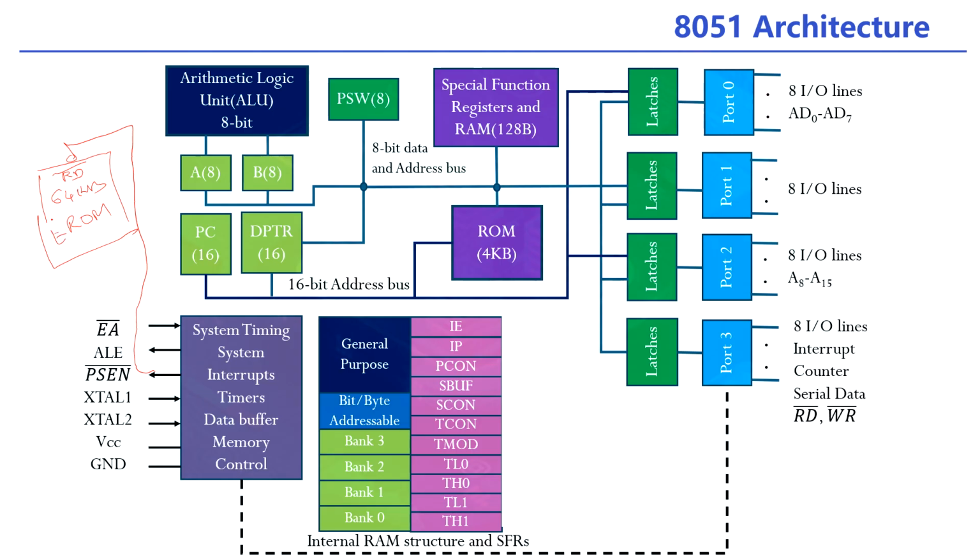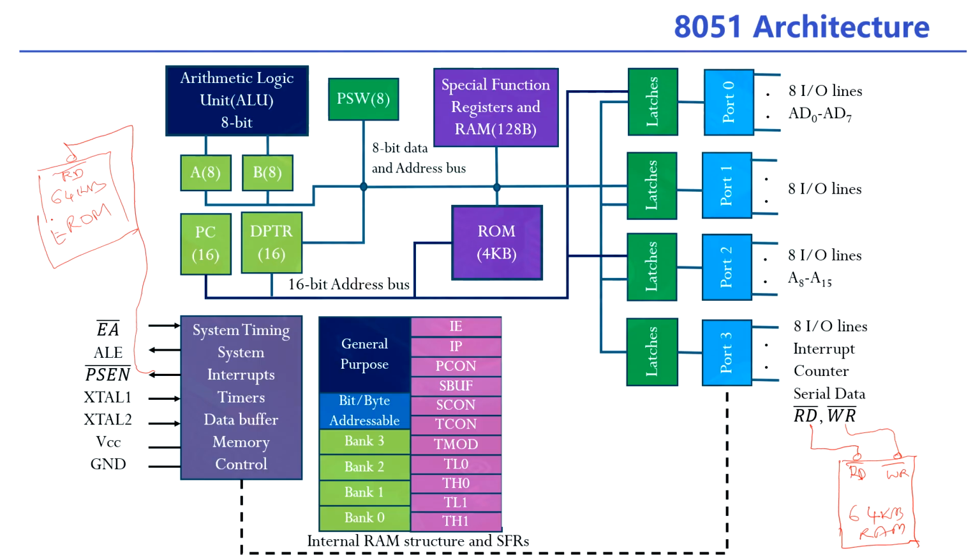Similarly, as per Harvard architecture, the 8051 also supports 64 kilobytes of RAM, that is nothing but data memory. For this data memory we can read the data and we can write the data. That means it requires two control signals. These two control signals are connected to the write bar pin and read bar pin of the 8051 microcontroller.